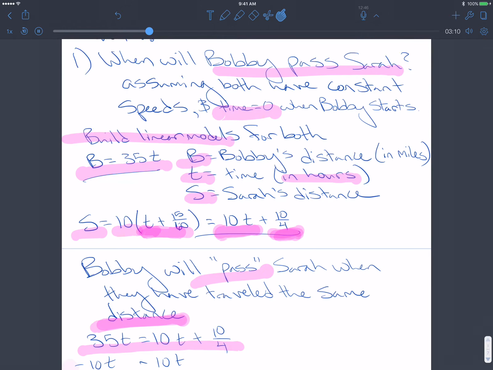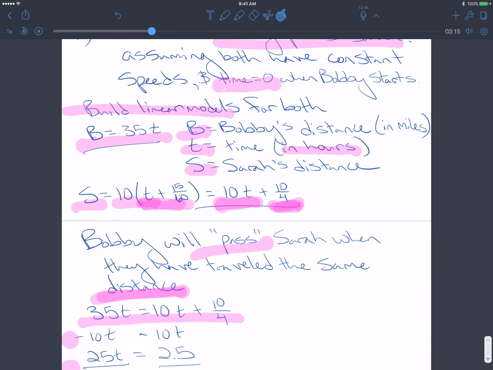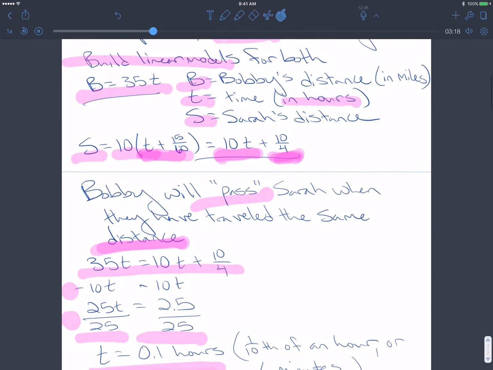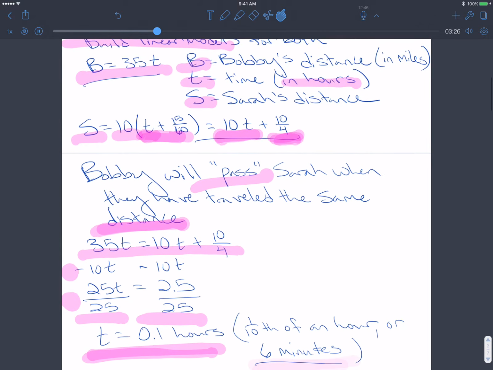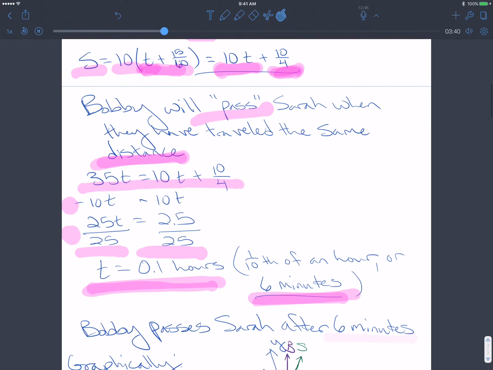So I'll subtract 10t from each side, leaving me with 25t equal to 2.5, and then divide by 25 so I can isolate t. And I have t is equal to 0.1 hours. Okay, so 1/10 of an hour, which means that I would take 60 minutes and divide by 10 to get it in terms of minutes. So 6 minutes. It will take 6 minutes for Bobby to pass Sarah if they move at this constant speed, and he leaves 15 minutes after she does.